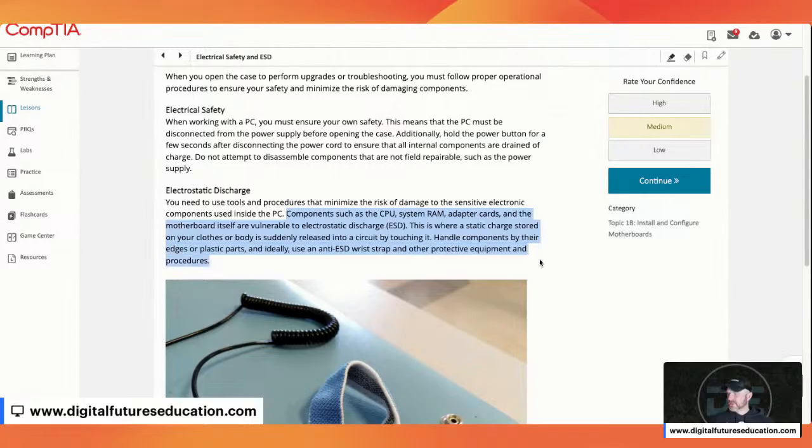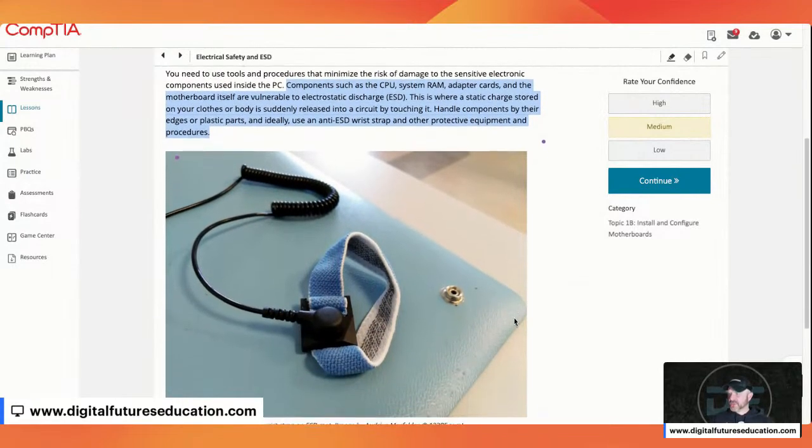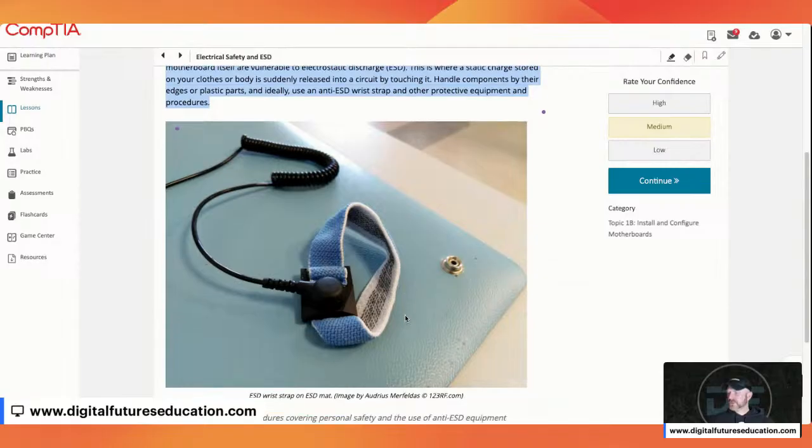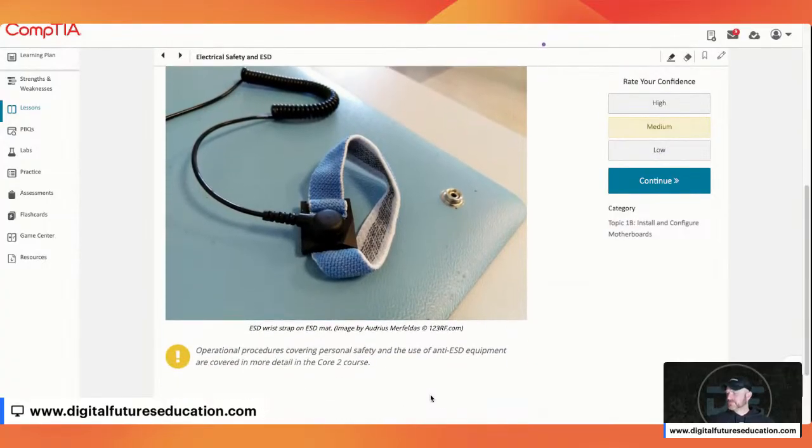Components such as a CPU, system RAM, adapter cards, and the motherboard itself are vulnerable to electrostatic discharge, ESD. This is when a static charge stored in your clothes or body is suddenly released into a circuit by touching it. Handle components by their edges or plastic parts and ideally use an anti-ESD wrist strap and other protective equipment and procedures. So here's an ESD wrist strap on an ESD mat so that when working on the computer, it takes the charge off of the human body.